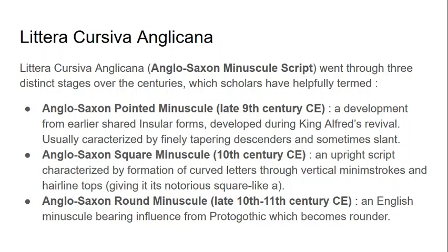Anglo-Saxon square minuscule, which developed in the 10th century Common Era, is a rather upright kind of script, and its key characteristic is that it forms curved letters like the A and the Q through vertical minim strokes and hairline tops rather than curves, and it gives it a very notorious A that looks a bit like a box. And lastly, we have Anglo-Saxon round minuscule, which is influenced by newly imported Carolingian minuscule script in the late 10th to 11th century Common Era, and this is obviously a round version of the square minuscule script.